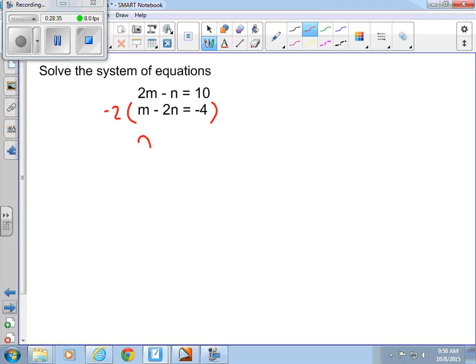So I have 2m minus n equals 10. That was the top equation. My bottom equation now becomes negative 2m plus 4n equals 8. Stall there for a minute, make sure that's making sense.